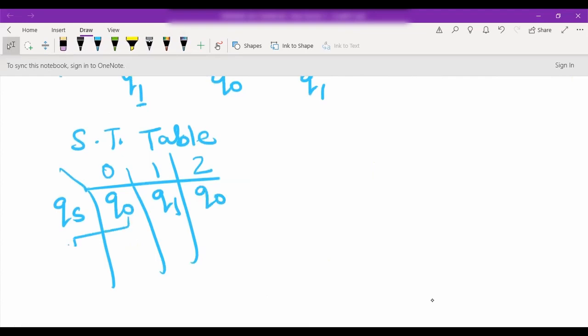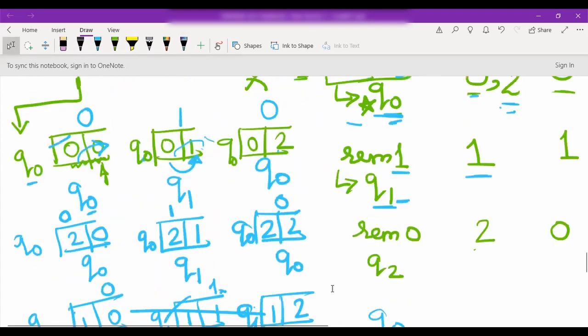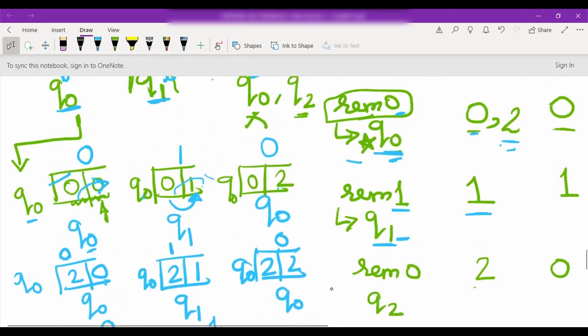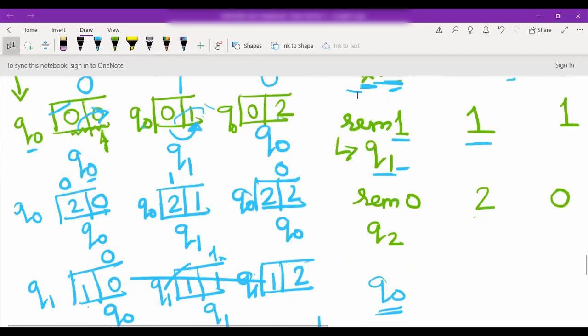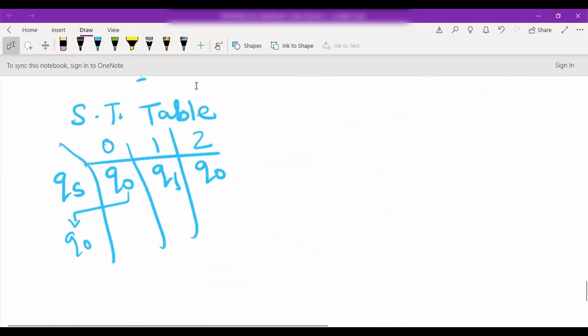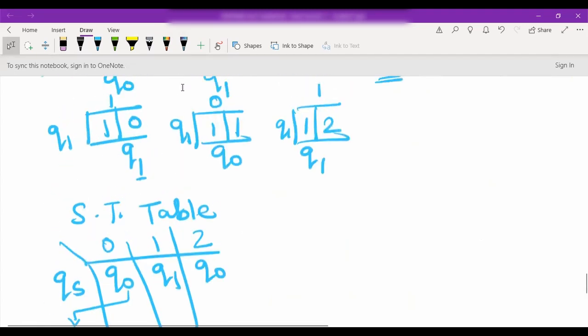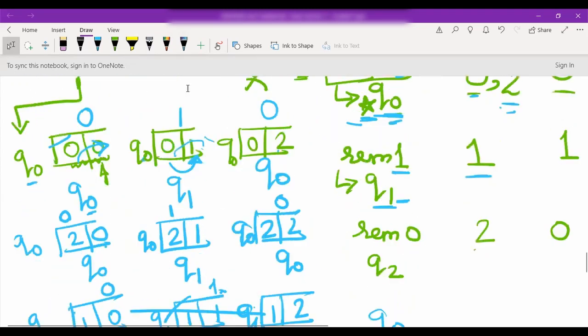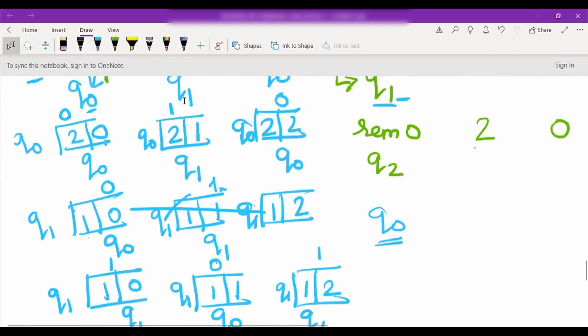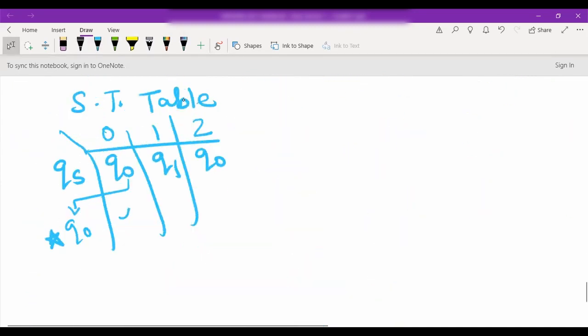Now this will be considered as the current state. As Q0, we had already marked this as a final state, so we will mark it in the table also. Okay, so we'll mark this as the final state. Now we will consider Q0 with 0, 1 and 2. Q0 with 0, where is it going? It is going to Q0. So we'll write here Q0 with 0 goes to Q0.